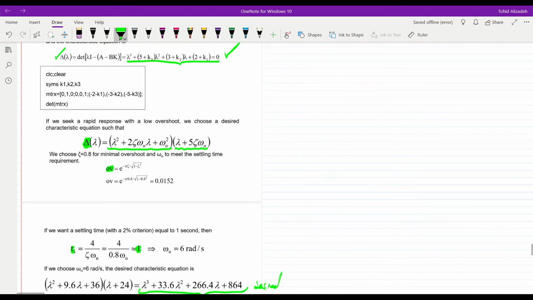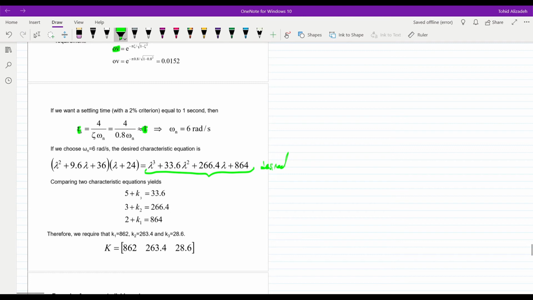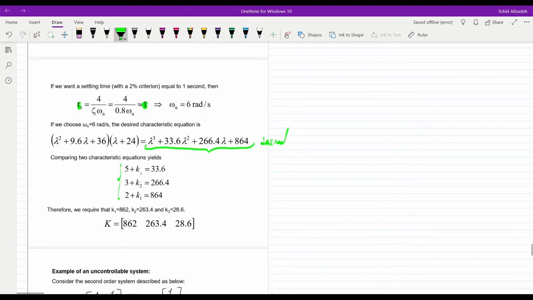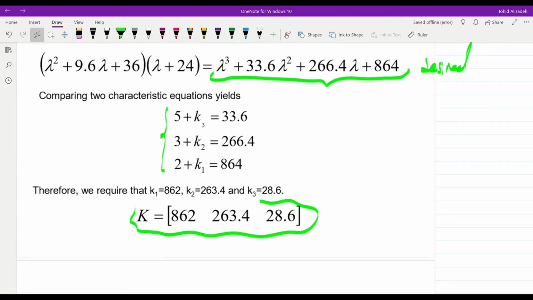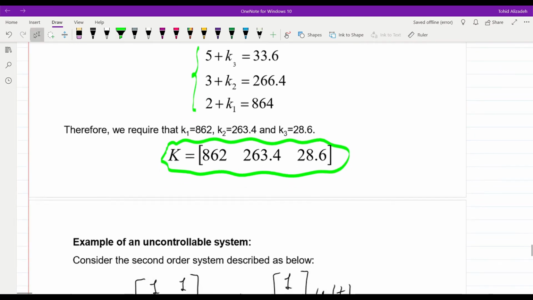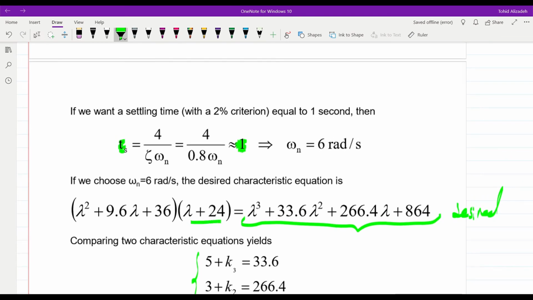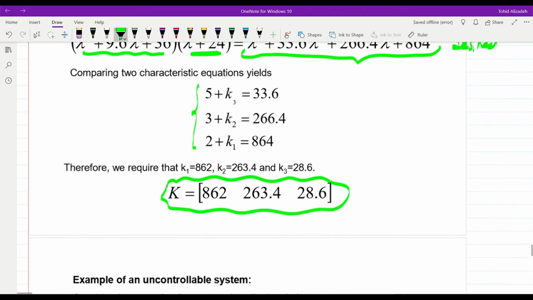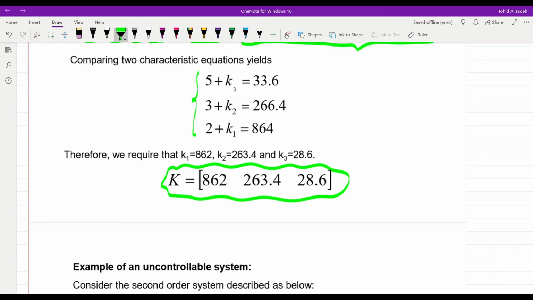On the other hand, we have the actual one for the closed loop system. If we equate them with each other, we will have the values for K1, K2, and K3, and therefore K will be found. So K will be equal to 862, 263.4, and 28.6. If we choose these values, the closed loop poles of our system will be located at, one will be at minus 24, and the other 2 will be located according to this equation. And in this example, you see that we are able to find values for K in order to satisfy all those requirements.